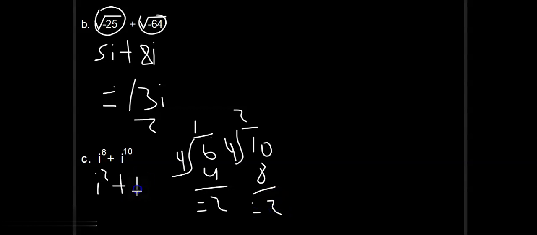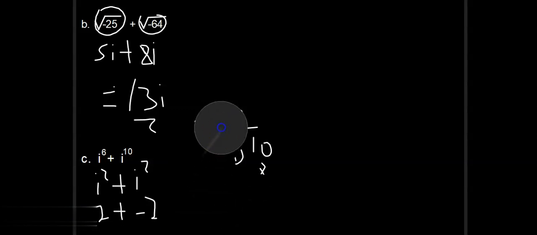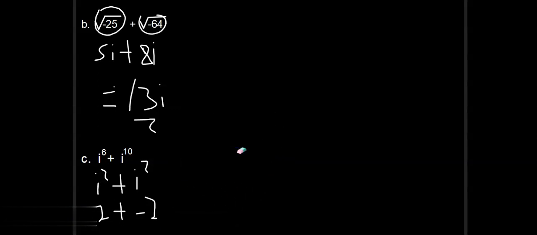So it will be i to the 2 plus i to the 2. i to the 2 is always negative 1, so it will be negative 1 plus negative 1. Let me erase this board, and then my last answer will be negative 2. So this is how you deal with this type of operation that has this form.